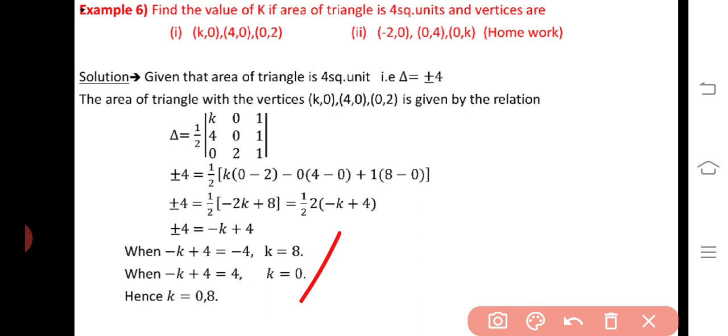Always take the positive value, don't take the negative value. The area is always positive.